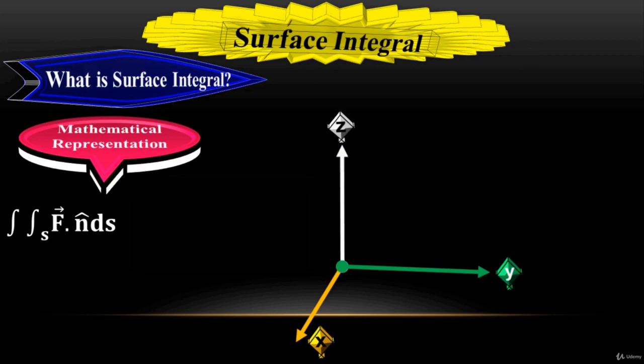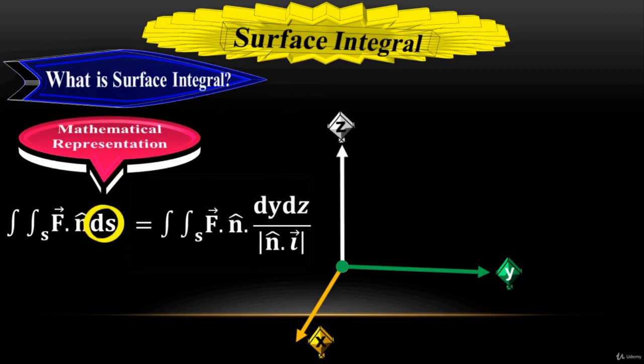Let me take the other case. If ds equals dy times dz, or magnitude of n cap times i, now the object lies in yz plane. Therefore, I put dy times dz. Perpendicular to yz axis is x-axis. Therefore, I put unit vector i, because i is the unit vector along x-axis.